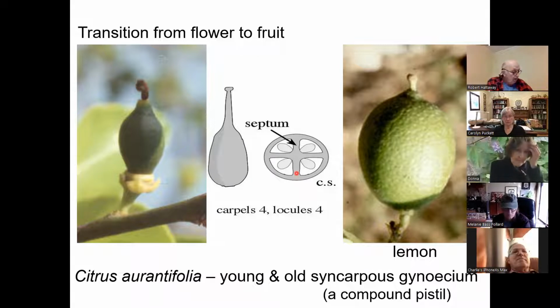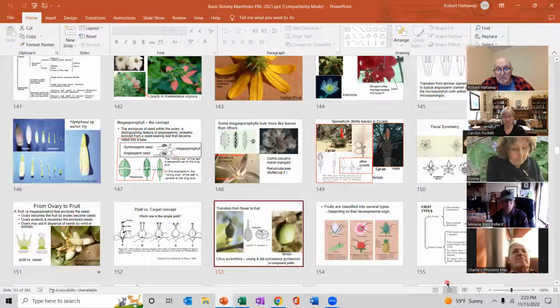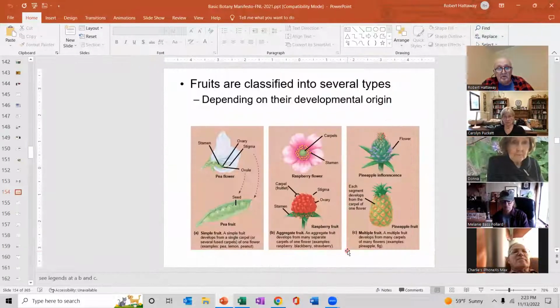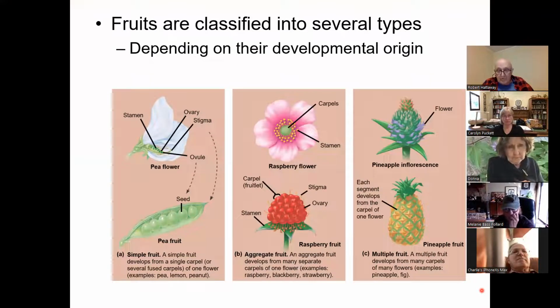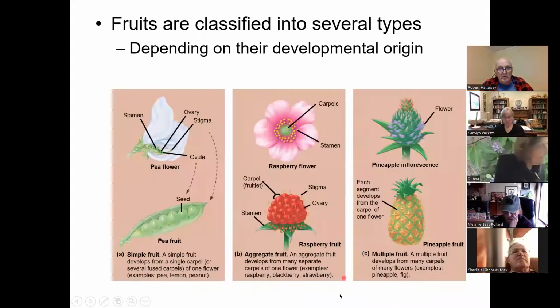Fruit types was another one. That's actually right here, the very next slide. Probably the most difficult of the fruit types. Okay, we've got all these types. It's the aggregate and the multiple concepts. An aggregate is a fruit developed from 1 flower with many separate carpels. In the case of strawberry, though, they're fused.